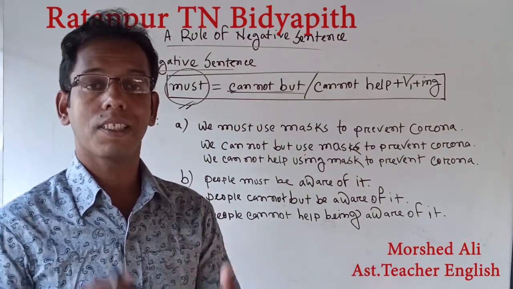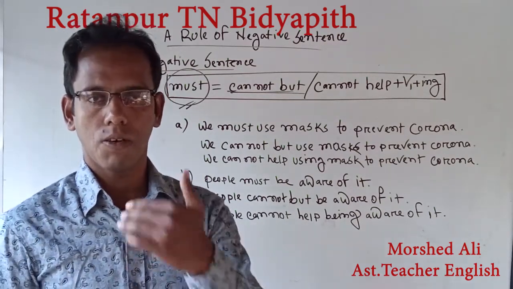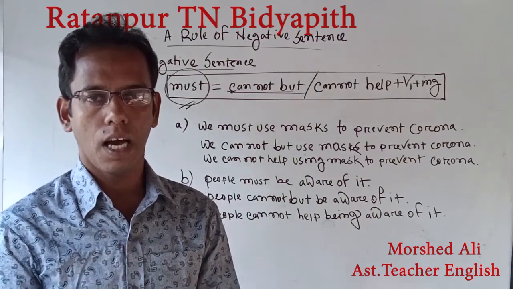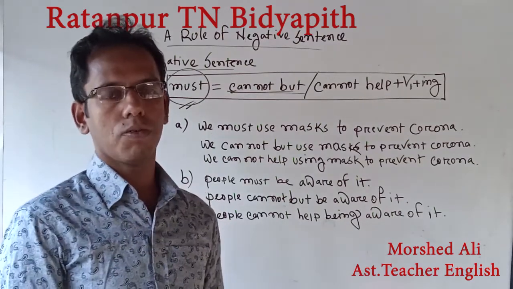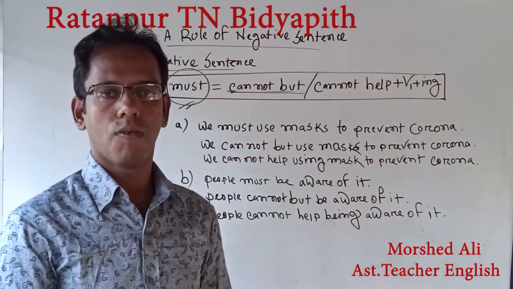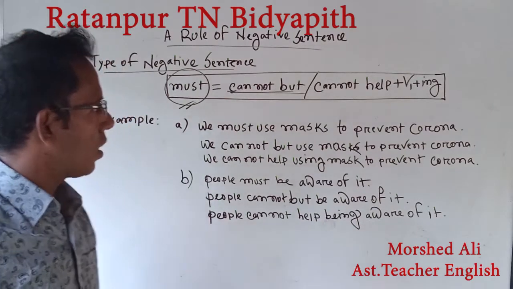What is it? Cannot but, or cannot help plus V1 plus ing. Any of the two we have to use. That means we must use only one. Only one. So dear learner, it is clear.